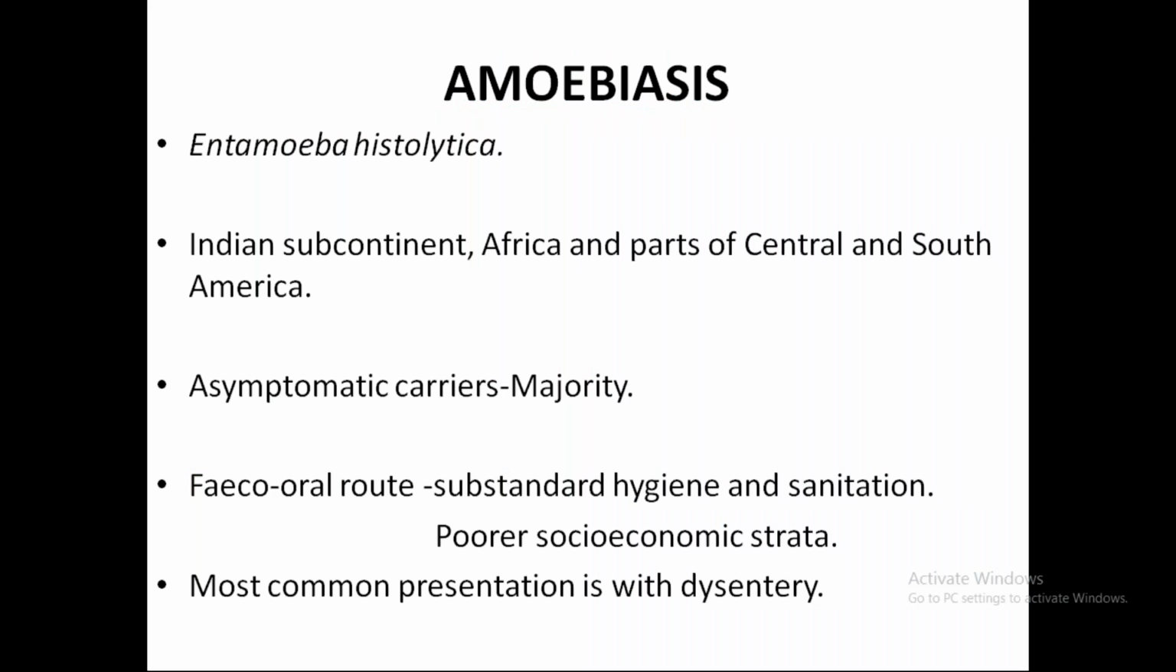So let's see some common infections and infestations which we encounter. First is very common, amoebiasis, Entamoeba histolytica. Most commonly we can see it in the Indian subcontinent, Africa and parts of Central and South America. Majority of the cases will be asymptomatic. And the route of transmission is fecal-oral route, due to substandard hygiene and sanitation and poorer socio-economic strata. We have already seen the majority of the cases are asymptomatic. So if the patient comes with a symptom, the most common is dysentery.